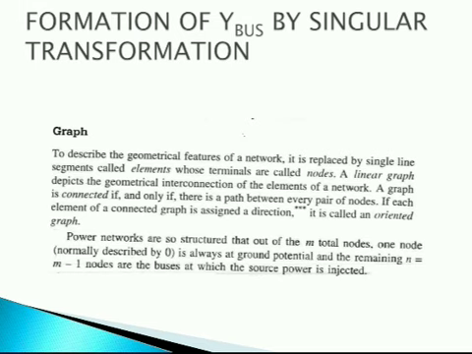Now a graph is a connected graph only if there is a path between every pair of nodes. So if you can find a path between every pair of nodes, we call that graph a connected graph. And if you assign a direction on the path, we call it an oriented graph. An example of the graph is shown on the coming slide.